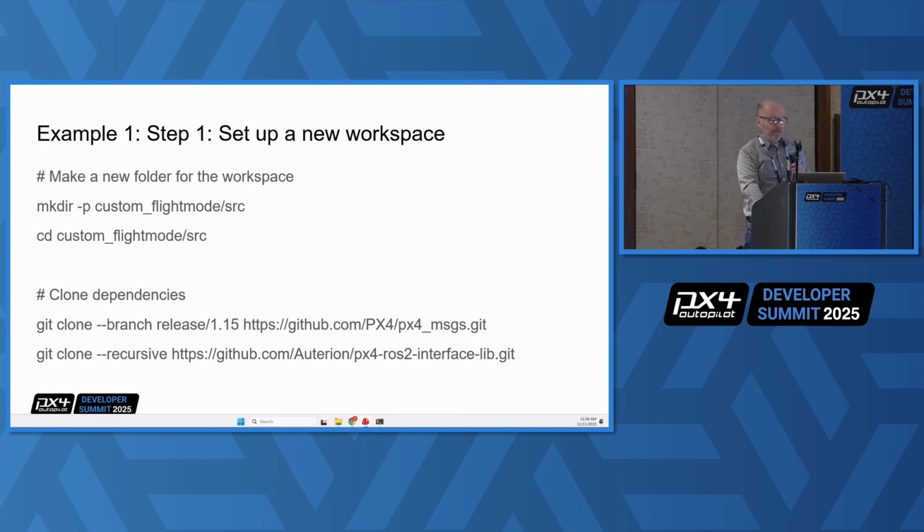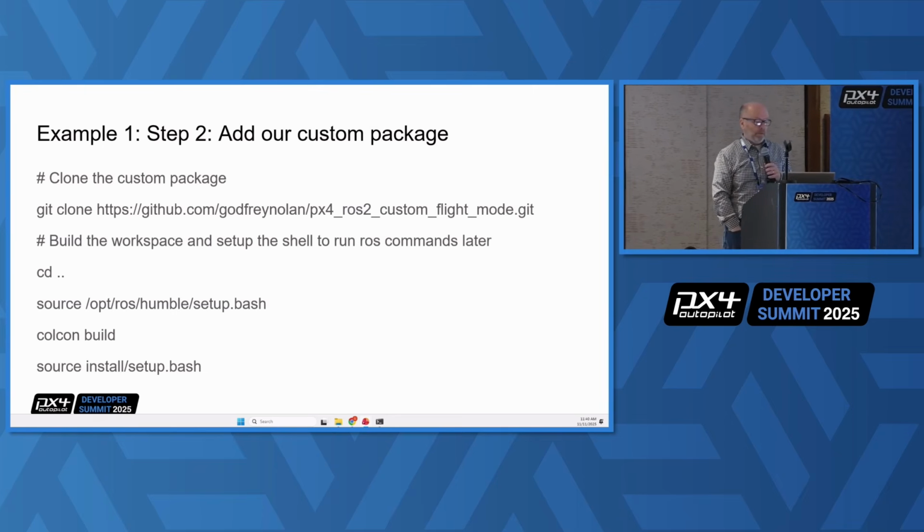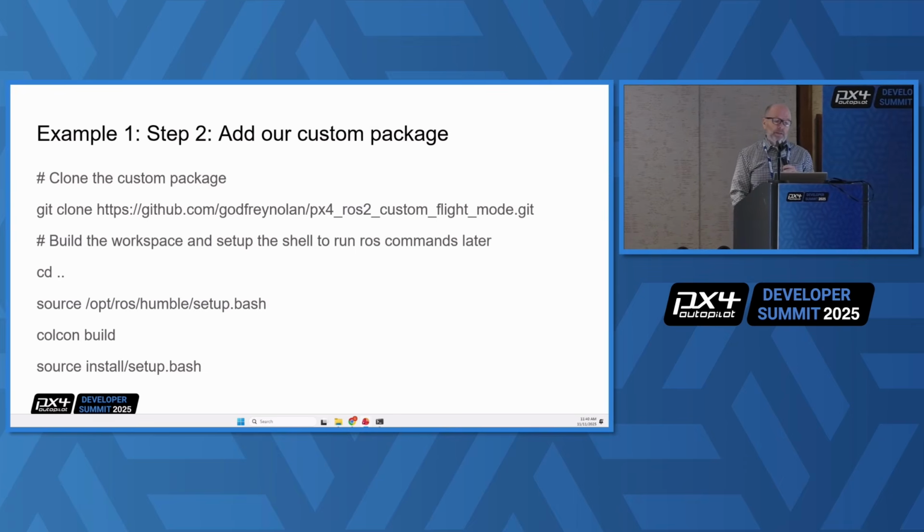So in the source directory, basically we just make a custom flight mode directory. We're going to clone the PX4 messages. We're going to clone the Auterion library so that we can do the communication between the two. We are going to add our custom package. So in this case, this is the modified version of the one that came from the Auterion example. The change being that instead of it doing, I believe, a triangle, we're just doing the letter R. But it's useful because you can see the different steps that you have to do to get it to work.